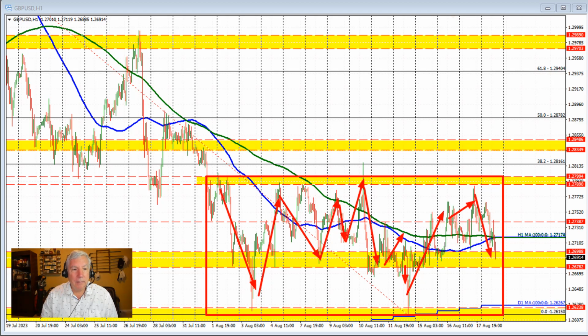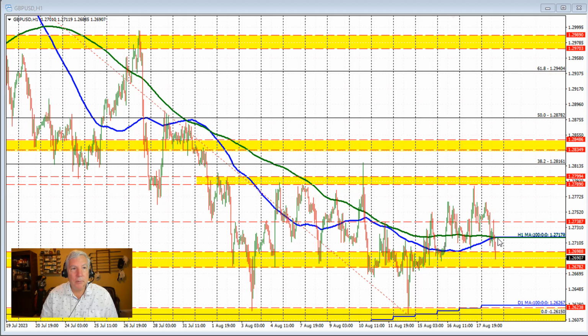I said yesterday in this video that if we break back below the 100 and 200 hour moving average, that would tilt the bias more to the downside. And indeed, it finally is, in the last few hours of trading, after trading above and below it earlier in the European session. So staying below the 127.17 level keeps the bears more in control.